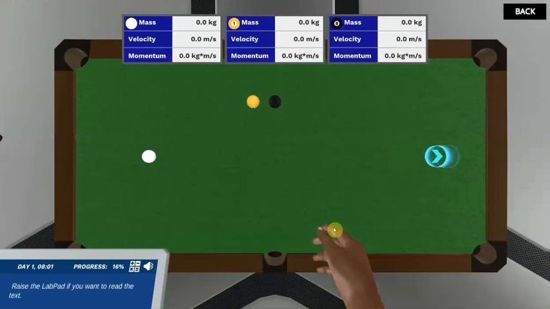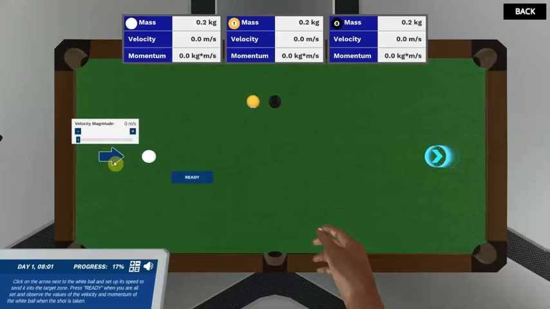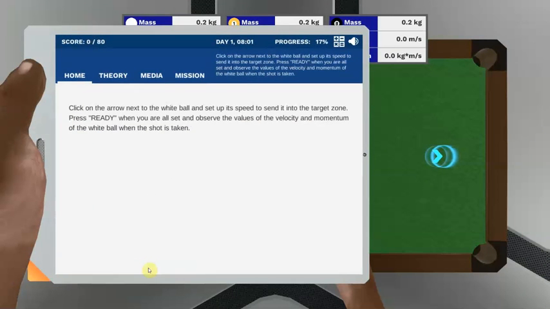The principles of the game are pretty straightforward. You have to send the balls into target areas by giving them a certain velocity. For a start, you could try to get the white ball in the target area. Click on the arrow next to the white ball and set up its speed to send it into the target zone. Press ready when you are all set and observe the values of the velocity and momentum of the white ball when the shot is taken.